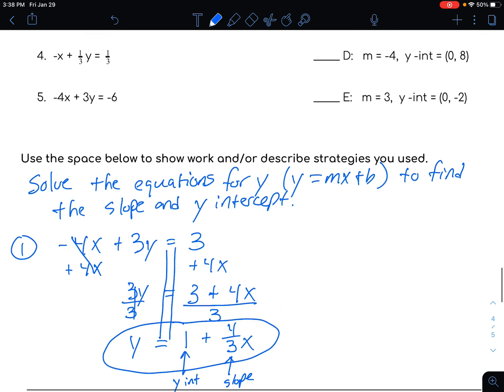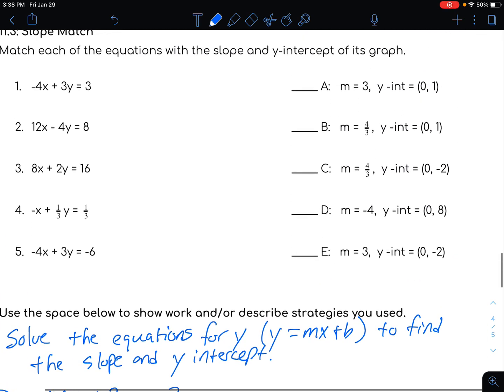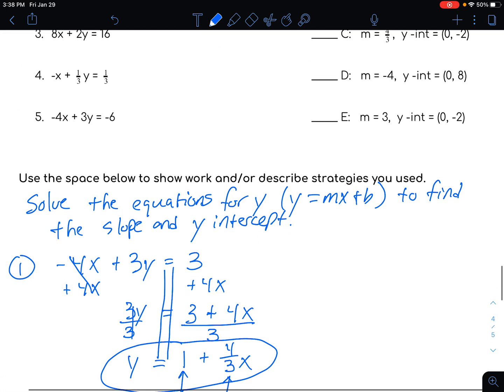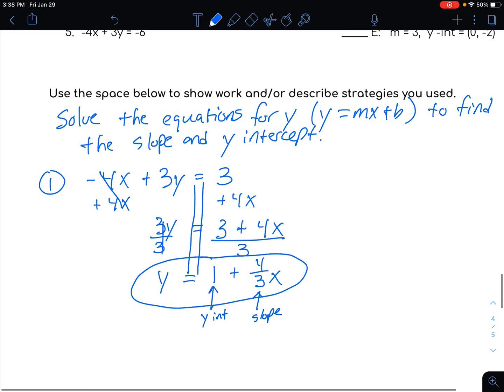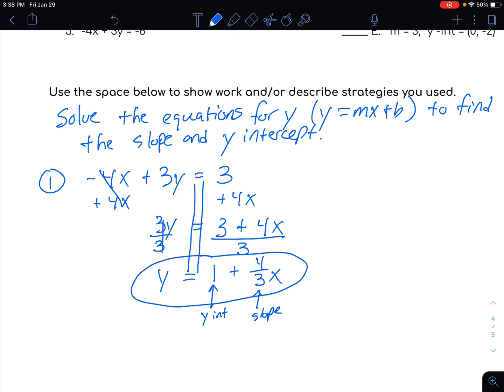So if we look at that, let's see which that matches up with. A y-intercept of 1 and a slope of positive 4/3 would be right here. So that matches up with equation number 1. All right, so we can do that.